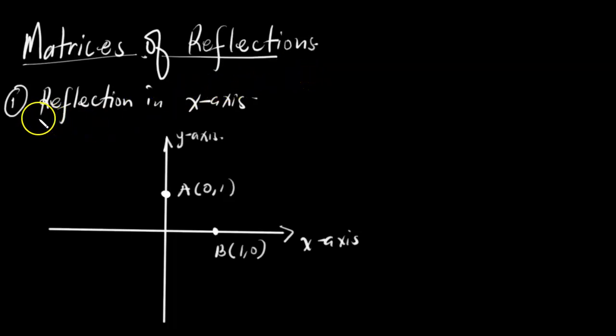So we shall start with the first one, the reflection in the x-axis. Usually, we use what we call a unit square. We use this point here, point A, 0, 1, and point B, 1, 0. And we try to look at the reflection of these points in the x-axis. So that means in this case, the x-axis now is acting as our mirror line. So we're going to reflect these points in the x-axis.